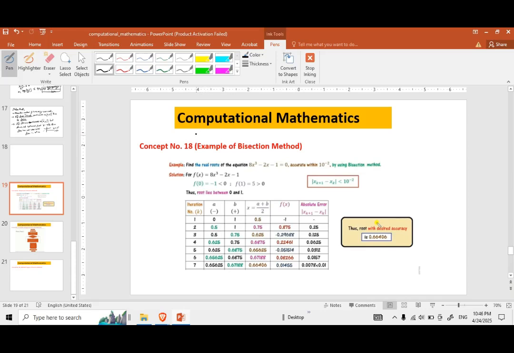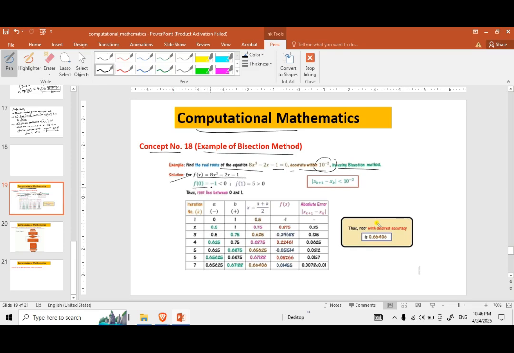All. Today in this video we are going to talk about computational mathematics concept number 18, example of bisection methods. Here we have the equation x cube minus 2x minus 1 is equal to 0. We have to find the real roots of this equation accurate to 10 to the power minus 2 by using the bisection method. So for f(x), this is the given function.